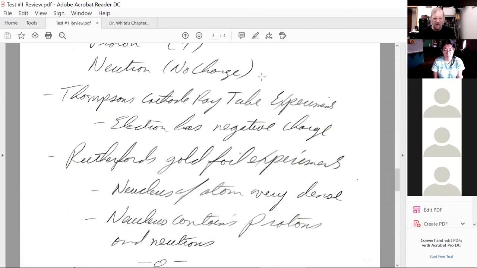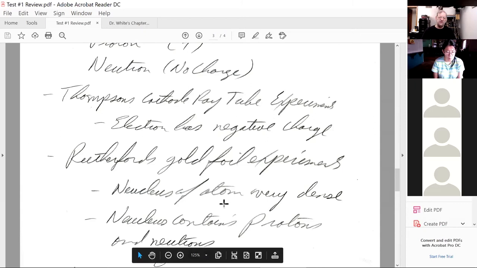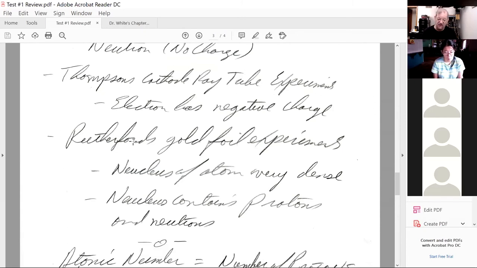So you should know Thomson's cathode ray tube experiment. He discovered that the electron has a negative charge. Rutherford's gold foil experiments: the nucleus of the atom is very dense, and the nucleus contains protons and neutrons. No electrons, they're all around.